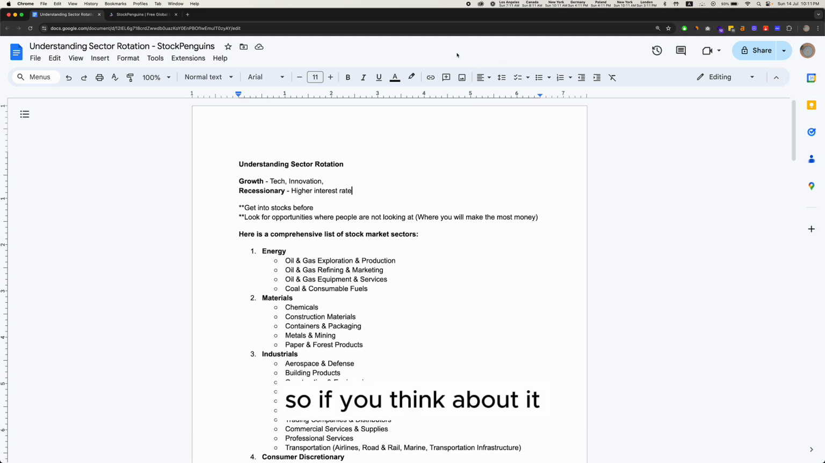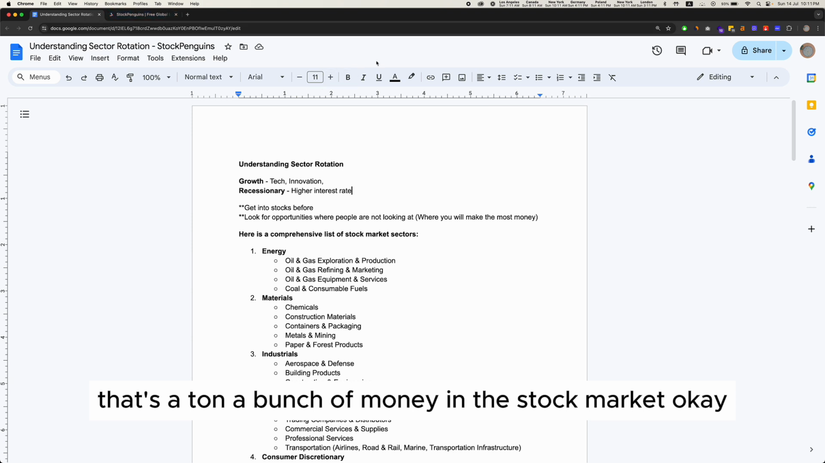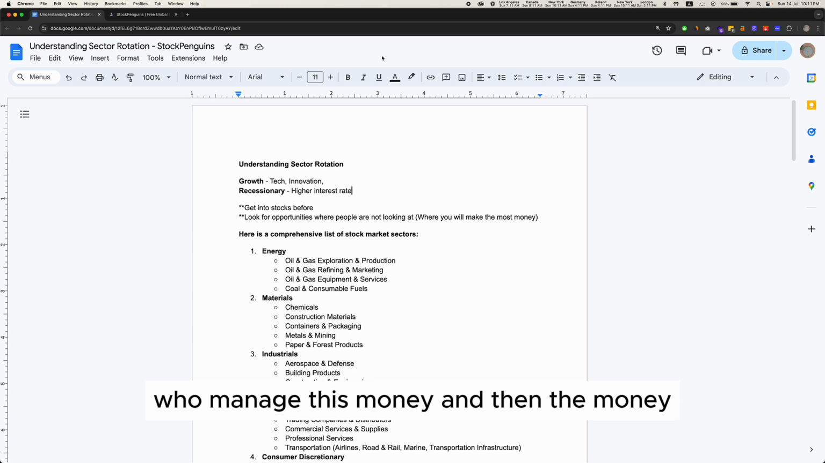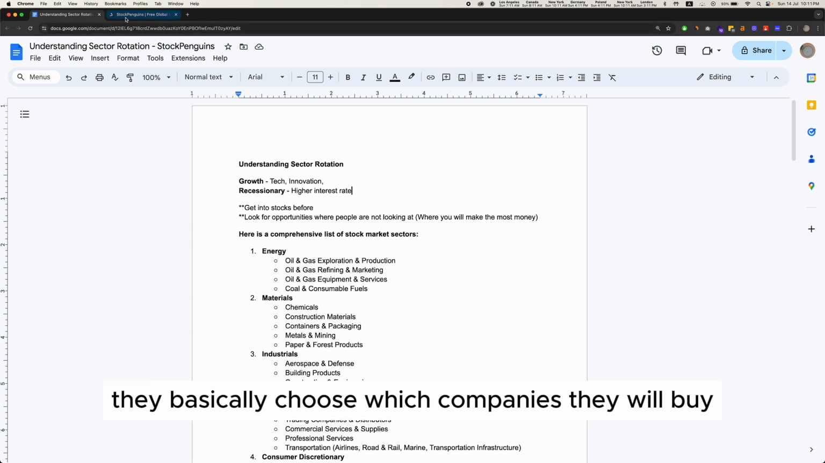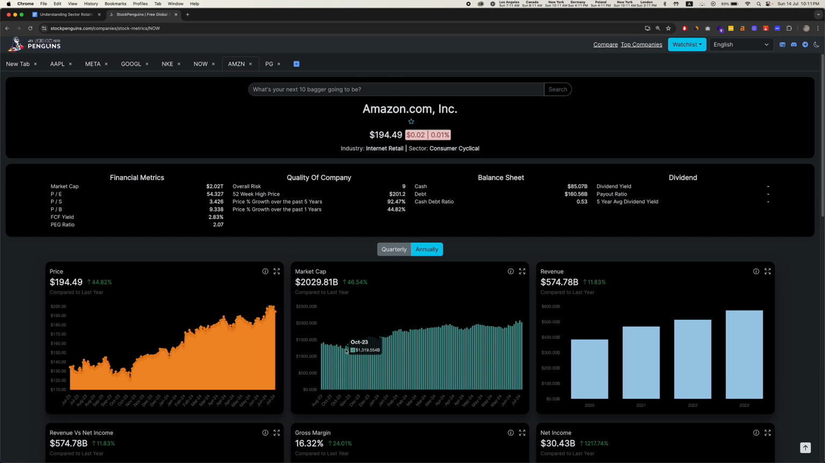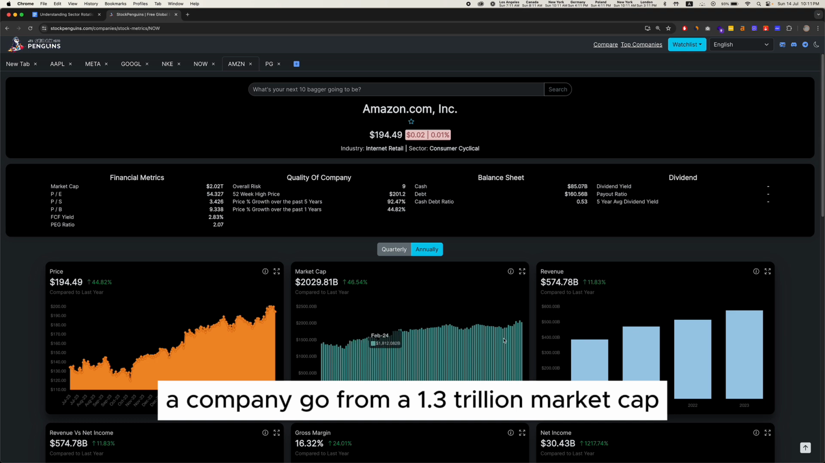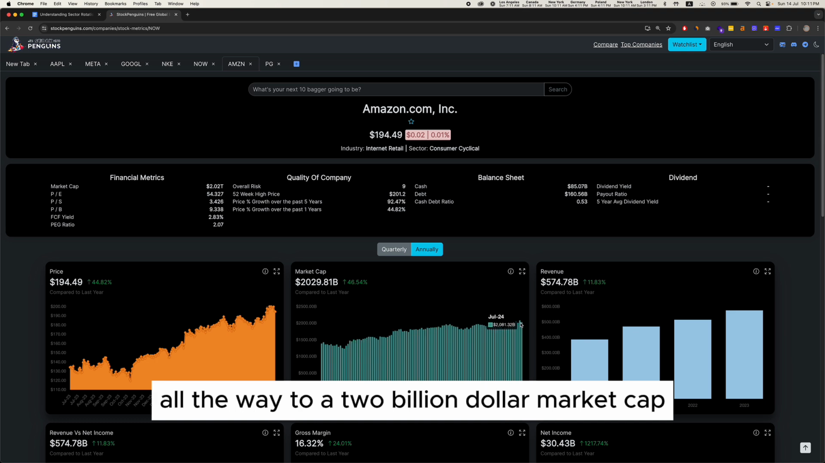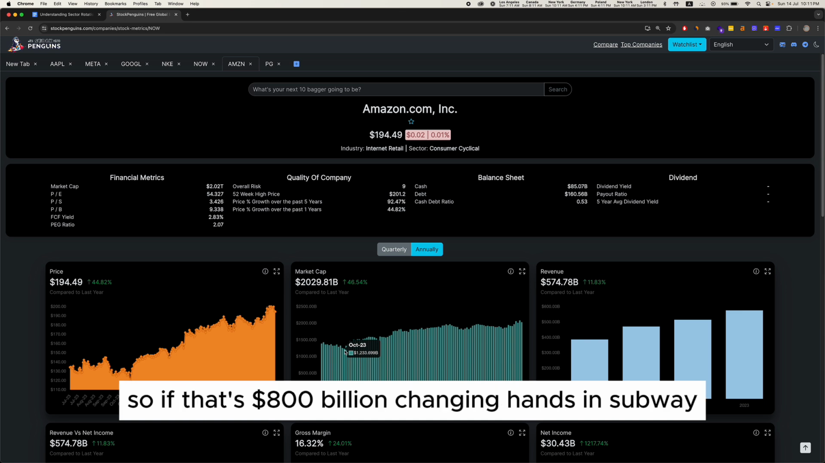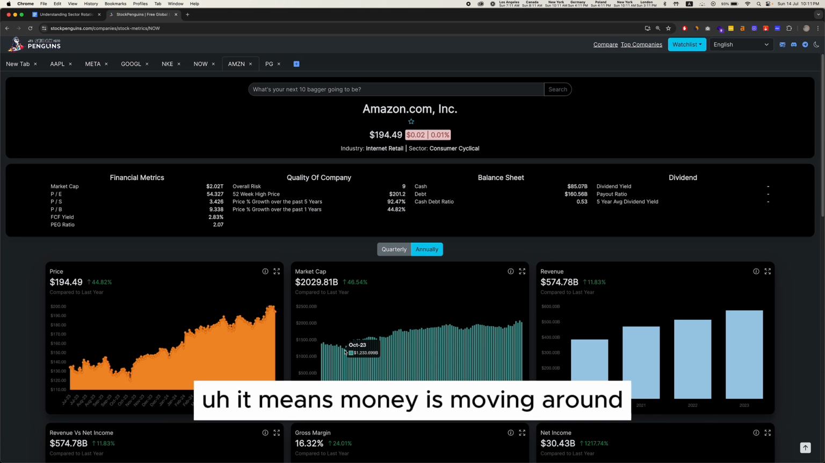So if you think about it, there's a bunch of money in the stock market. Okay, and there are a lot of fund managers in the world who manage this money, and they basically choose which companies they will buy, and that's why you can see, for example, in an Amazon, a company go from a 1.3 trillion market cap all the way to a $2 billion market cap. So that's a delta of about $800 billion, right? So if there's $800 billion changing hands in some way, it means money is moving around, and 800 billion worth of money doesn't move around for fun.